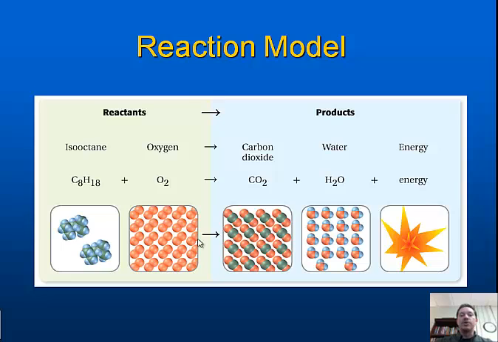So to get a visual of this, let's say we've got this isooctane, this chemical compound. It's reacting with oxygen. So these are the reactants. They're going to interact with each other to form these products. And we get carbon dioxide and water. And we also get some energy that's released as well.